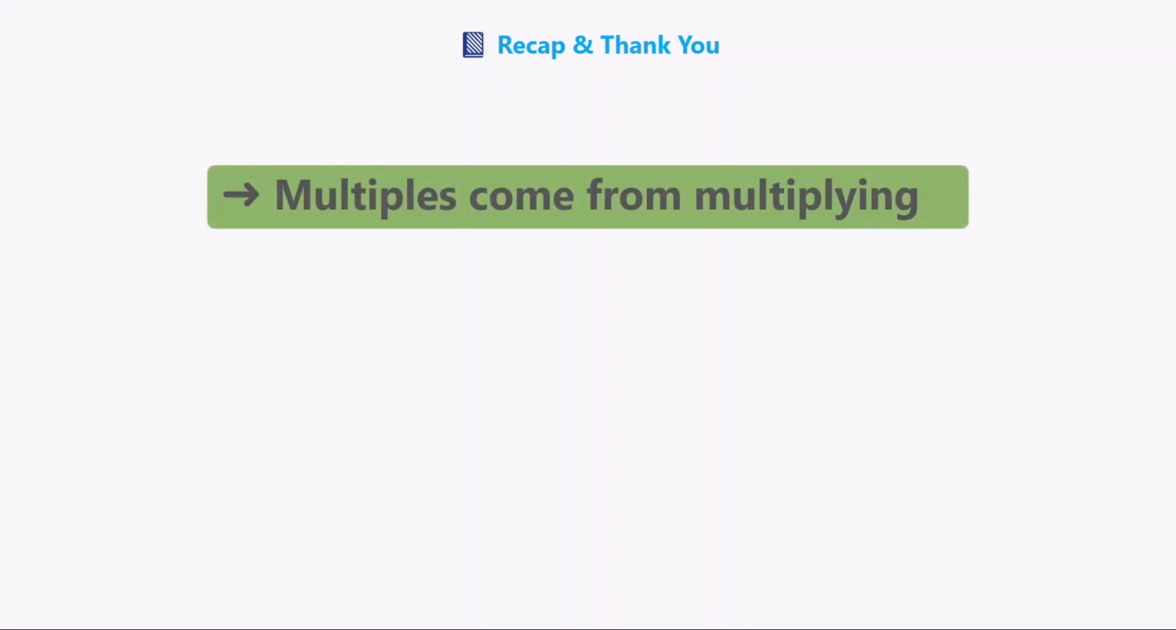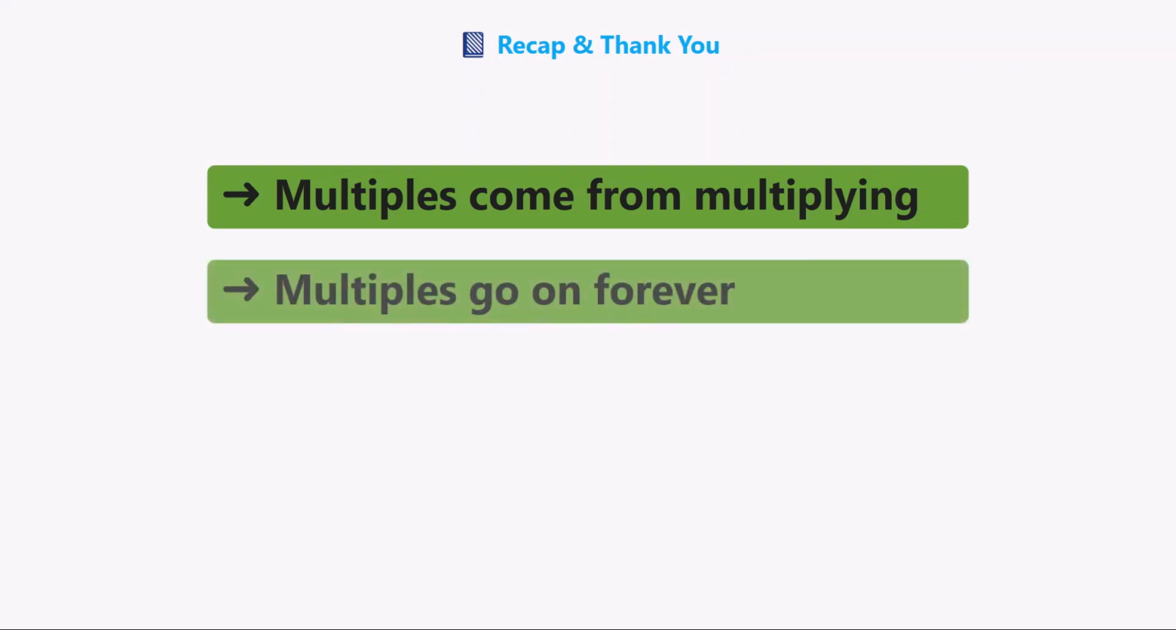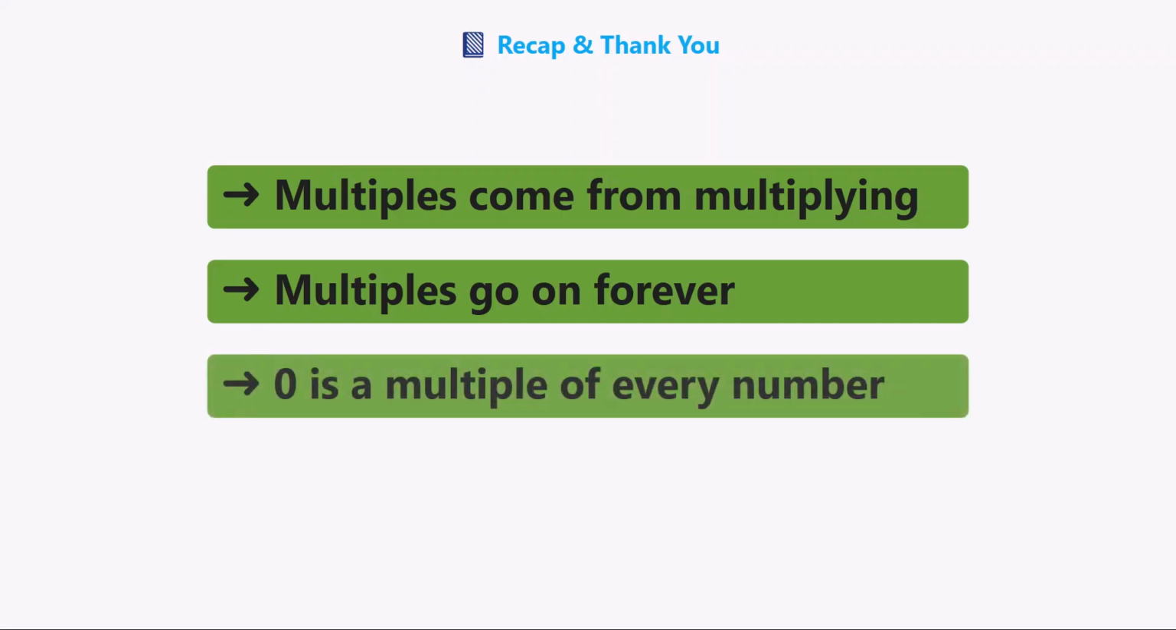Let's quickly recap what we learned about multiples. Multiples come from multiplying a number by 1, 2, 3, and other whole numbers. Every number has infinitely many multiples. 0 is a multiple of every number. Keep practicing and you'll master multiples easily.